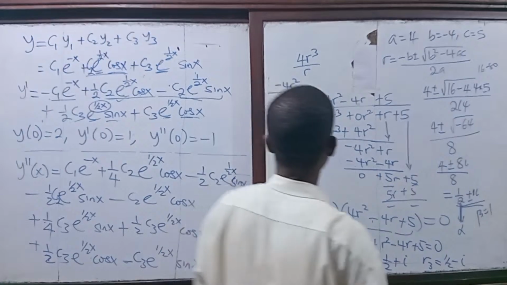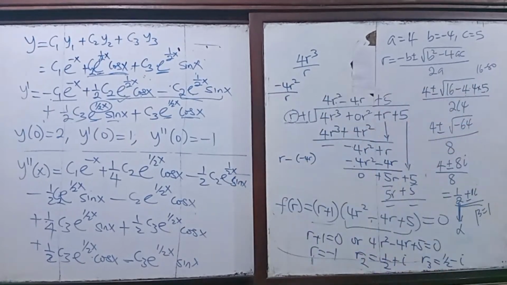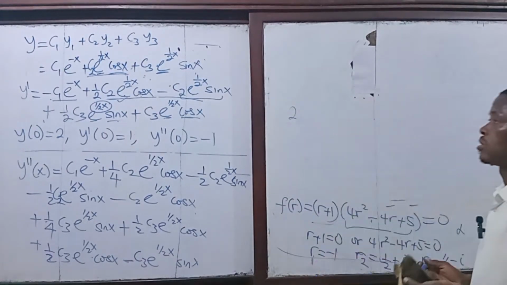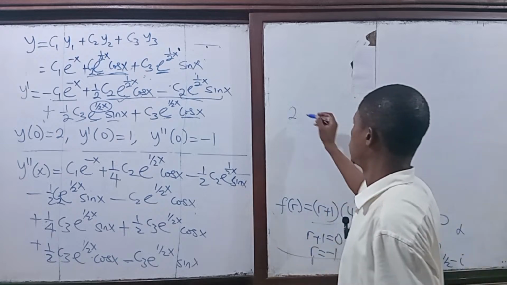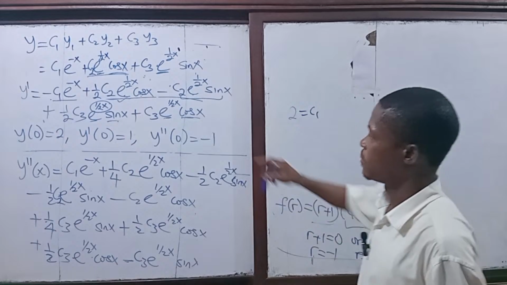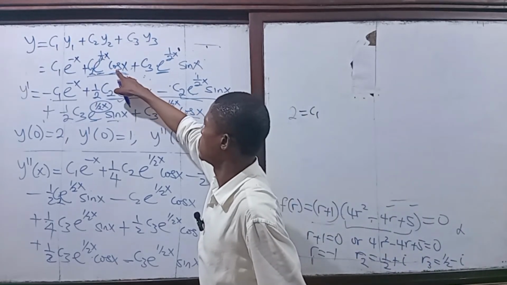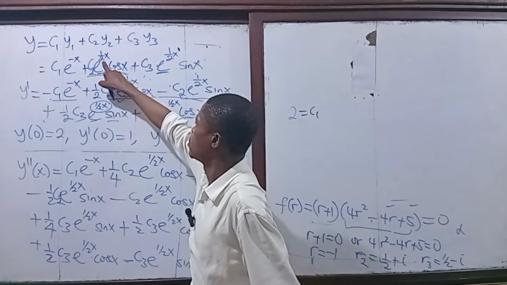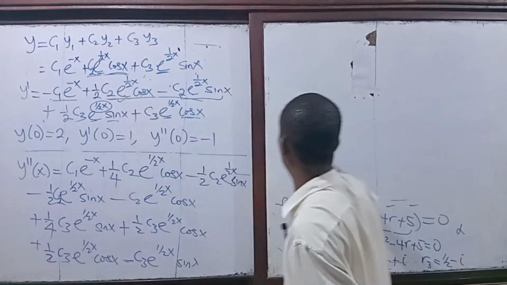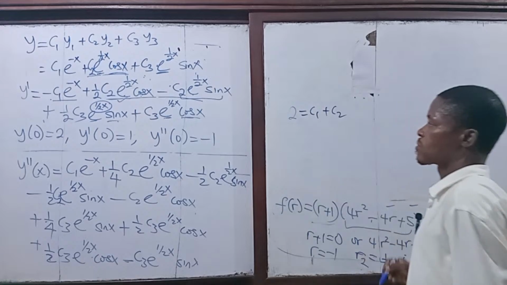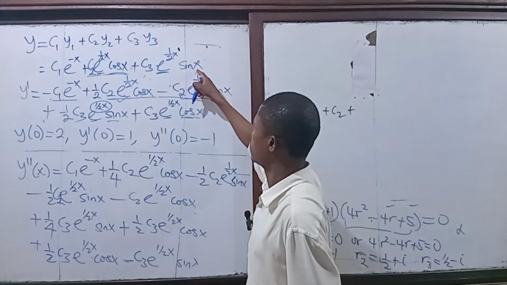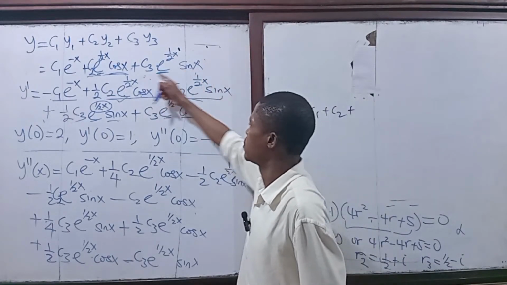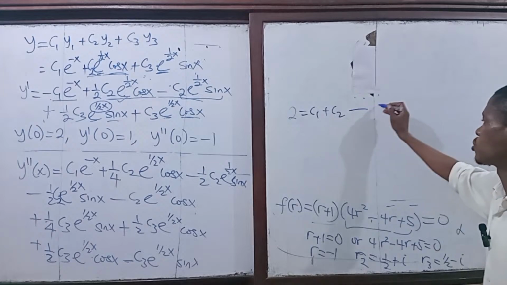Let's now begin to substitute those values there. Y is 2. X is 0. So if you substitute, we are going to have C1 here, cos 0 is 1. E to power 0 is also 1. So we have C2 plus C2 plus C2, and then plus. This one has spoiled everything. Sine 0 is what? Is 0. So everything here is what? 0.